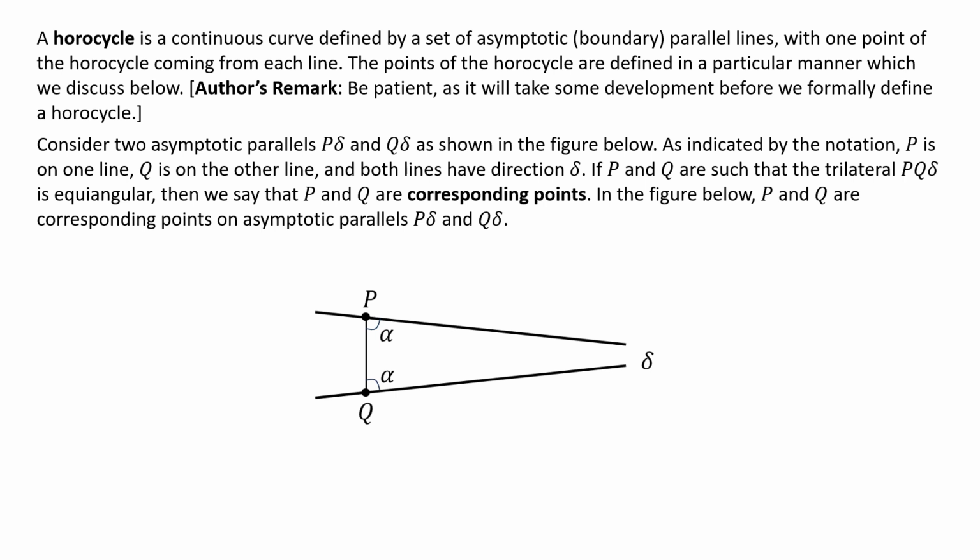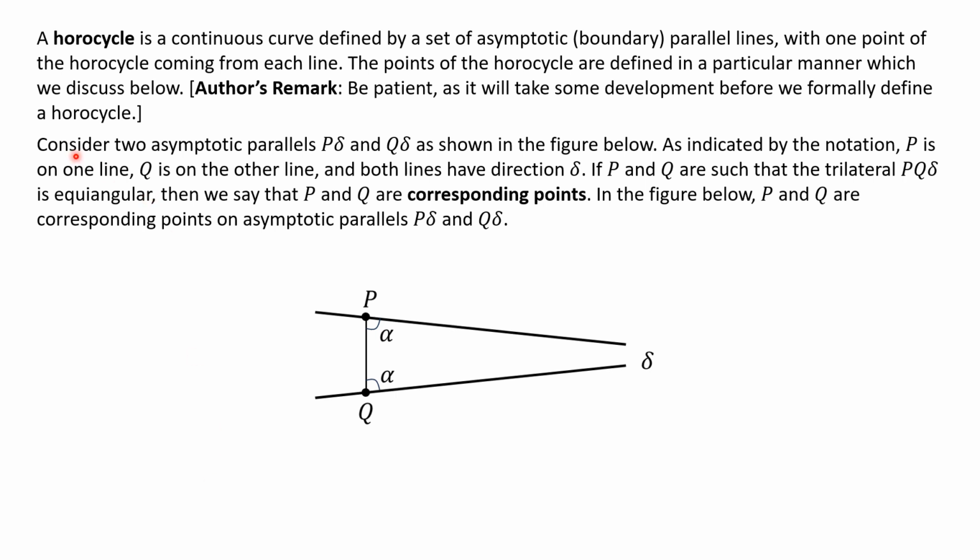A horocycle is a continuous curve defined by a set of asymptotic boundary parallel lines with one point of the horocycle coming from each line. The points of the horocycle are defined in a particular manner, which we'll get to. It'll take a few slides to actually define it. So we're going to start simple and then we'll build up to the definition.